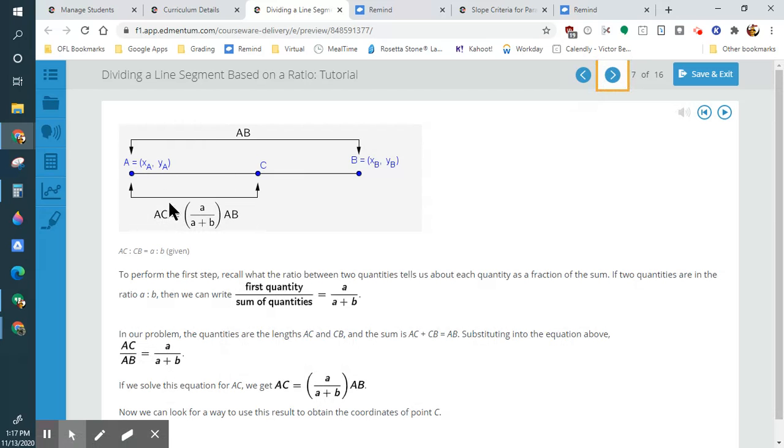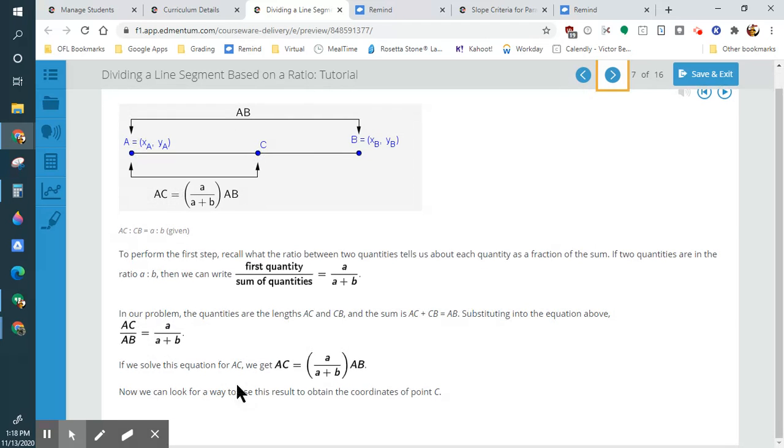So the easiest way to do it is to label the distance from one area to the other. So if I want to figure out the length of AC, I'm going to call AC as A. I'm going to call CB as B. And in order to do that, I'm just going to do the first amount, this AC, over AC plus CB. So that's little A over A plus B. So that's how we figured that out. And so AB. So in other words, AC is equal to this fraction times the whole.